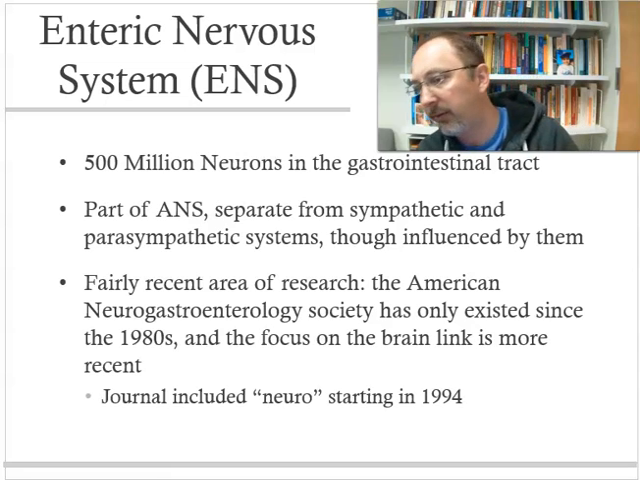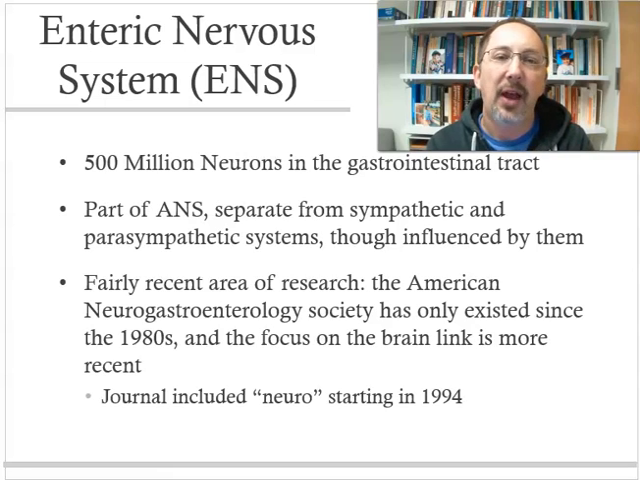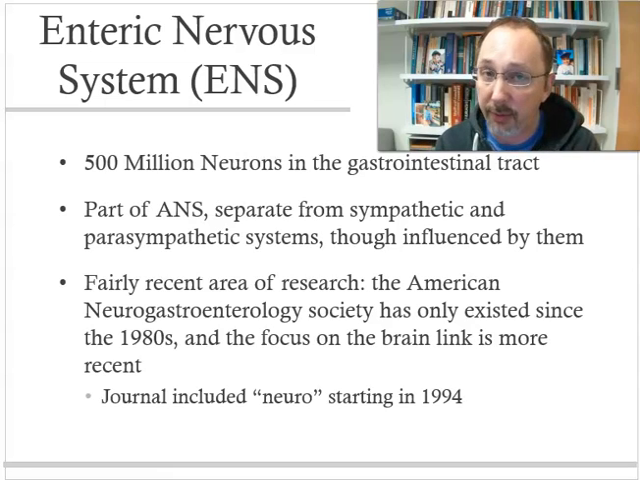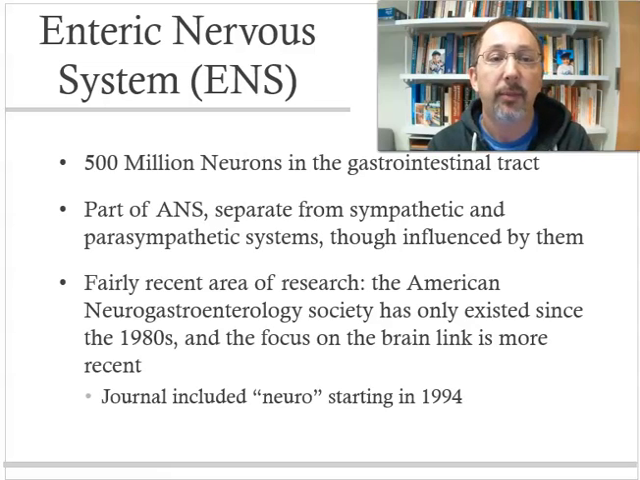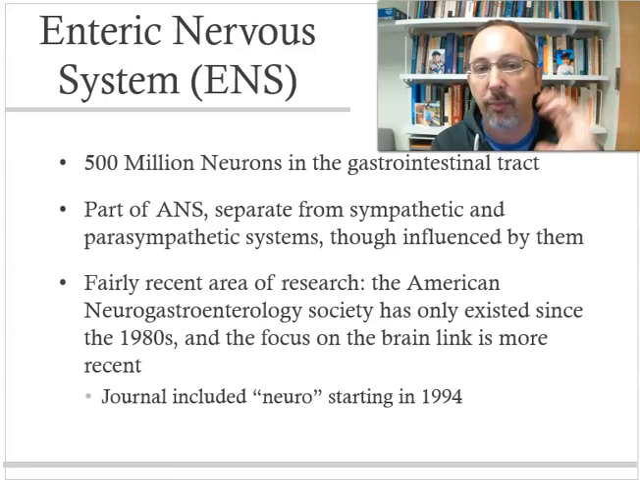What's interesting, however, is this. The enteric nervous system has 500 million neurons. This is a lot more than the spinal cord. The enteric nervous system is part of the autonomic nervous system, considering also the sympathetic and parasympathetic nervous systems. These are separate, but the enteric nervous system is influenced by them. So for a long time, it wasn't really considered to be a separate thing, but there's some very specific types of neurons and structures in the enteric nervous system. And here's how kind of new it is. The Journal for the American Neurogastroenterology Society only included neuro since 1994, seeing the gut-brain link.